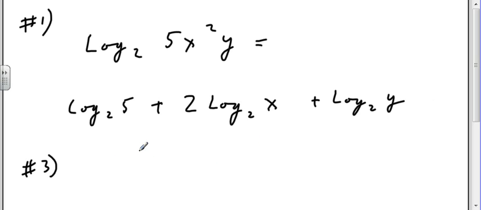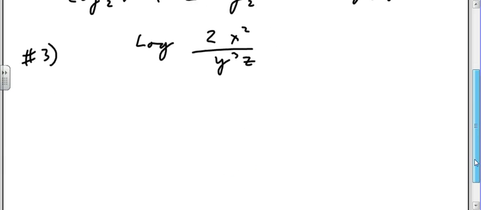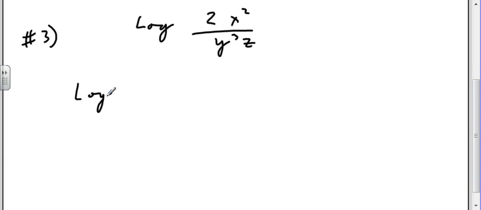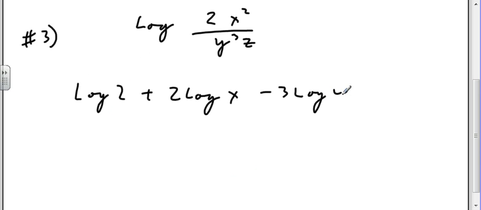I'm doing the same thing. I've got the log, and we have a 10 there, so I'm not going to put it down because we normally don't write 10. Y cubed z. All right, so that's going to be log 2 plus 2 log x minus 3 log y minus log z. And all we did was apply the rules we had. If I'm dividing, it's a negative thing, and if I'm multiplying, it's a positive thing. All right. Look at number 10.